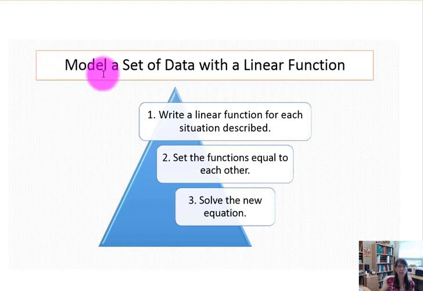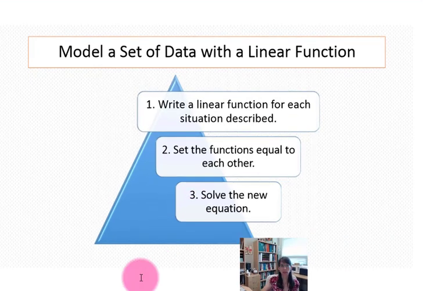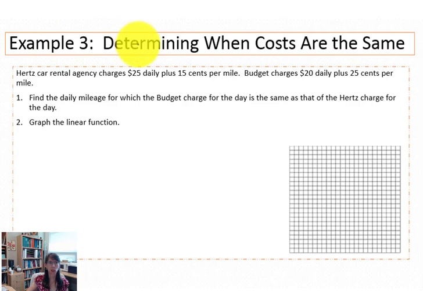In this video, we're going to model a set of data with a linear function. In order to do this, we're going to be writing a linear function for each situation described. Second, we're going to set the functions equal to each other. And last, we're going to solve the new equation and use it for graphing purposes. For this example, we'll be determining when costs are the same. So if costs are the same, they must be equal to each other.